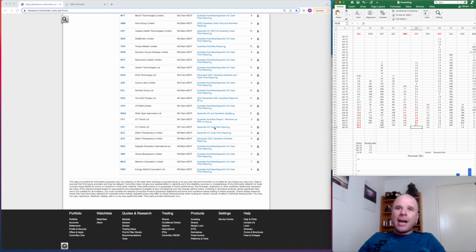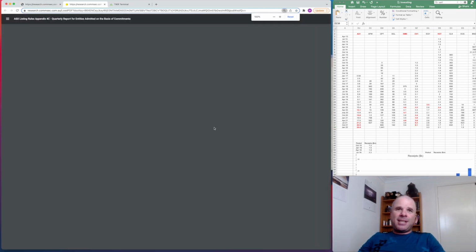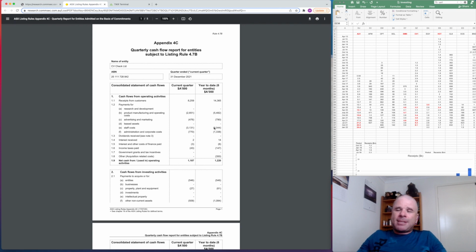And if we do open up their Appendix 4C for this particular quarter, we see cash receipts up to $8.3 million, which does exceed my expectations. So I'm going to have a closer look at their commentary in regards to this quarter to see if any acquisitions helped to increase the cash receipts from last quarter. They're also operational cash flow positive by $1.2 million.